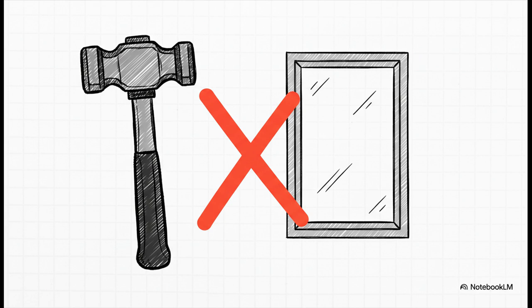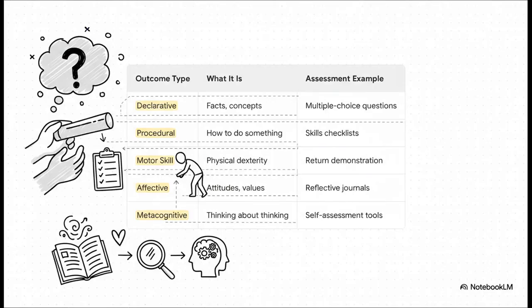We can't just default to a lecture for absolutely everything. As educators, we have to recognize that different kinds of learning demand totally different tools, different strategies, and different ways of checking our work. Think of this table as your go-to guide for matching your strategies to your outcomes.